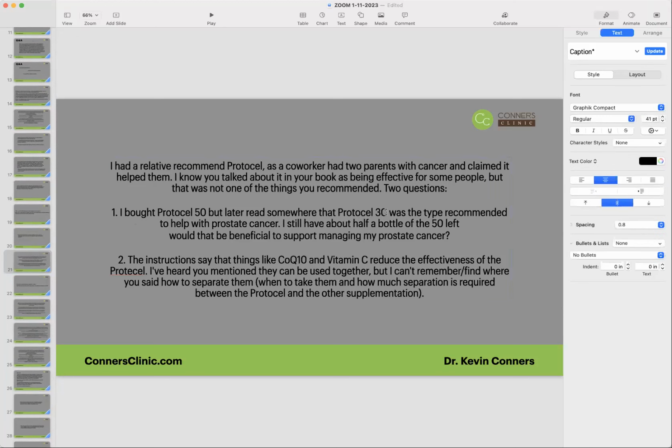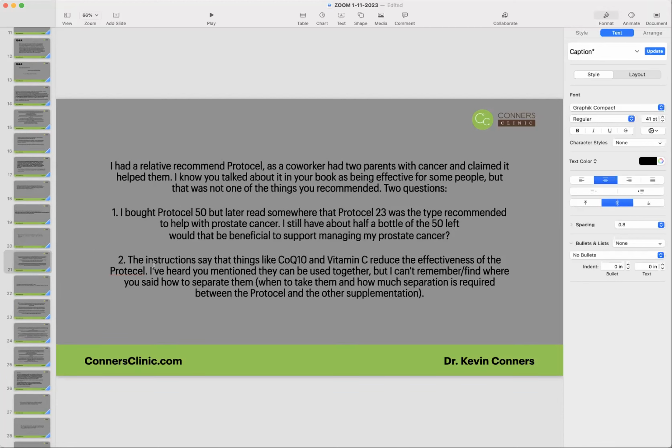All right, I bought Protocell 50, but later read somewhere that Protocell 30 is the type. So there isn't a Protocell 30. There's a Protocell 50 and there's a Protocell 23. Was the type recommended to help with prostate cancer? I would disagree with that. Protocell 50 is really the type to use for prostate cancer. Protocell 23 is the type you use for any other cancer. So you did buy the right one, so that was good. Would the half a bottle of 50 left be beneficial managing my prostate cancer?